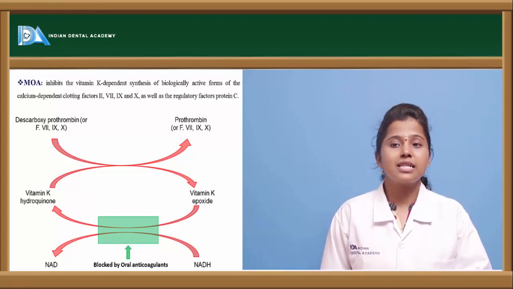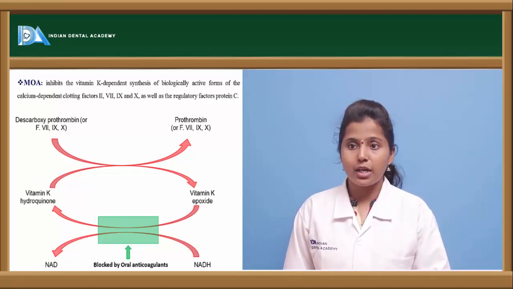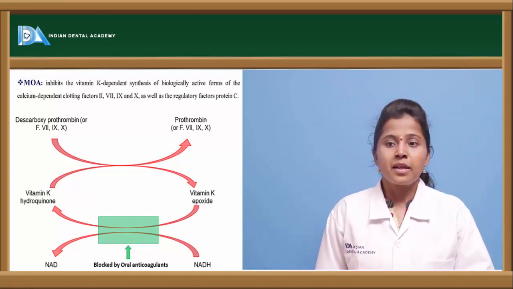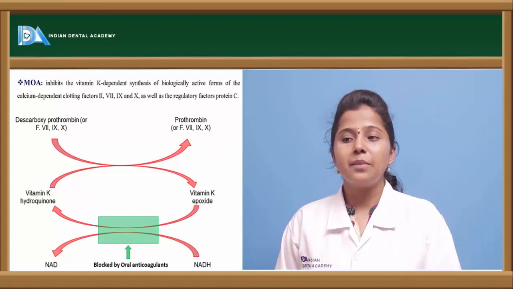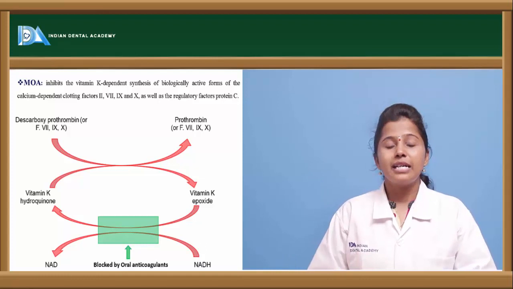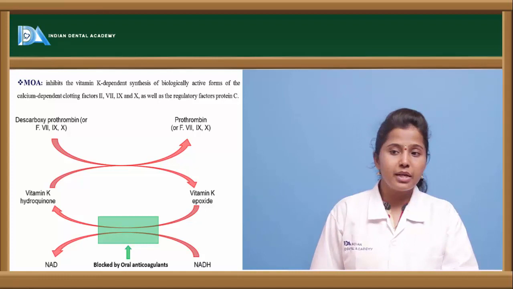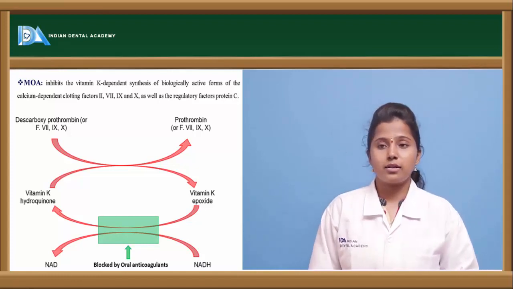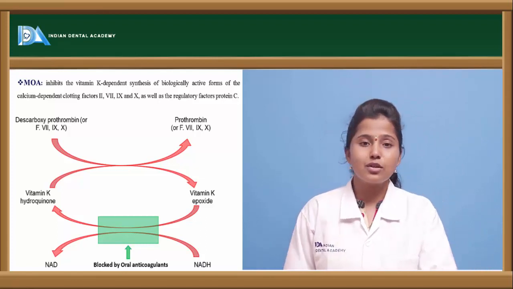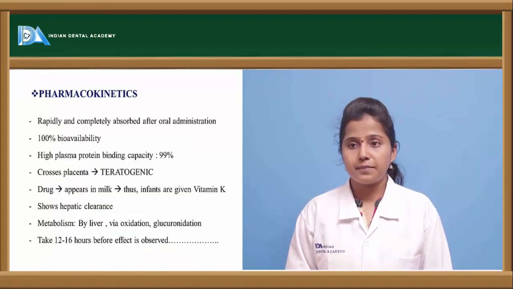Descarboxyprothrombin or factors 7, 9, 10 are in the inactive state. When this inactive state is converted to prothrombin, the active state, then vitamin K hydroquinone and vitamin K epoxide initiate the release of the clotting factor. So this vitamin K hydroquinone to vitamin K epoxide conversion is inhibited by these oral anticoagulants, and that is the mechanism by which they act. By inhibiting vitamin K, the release of coagulation factors will be inhibited and there occurs no coagulation.